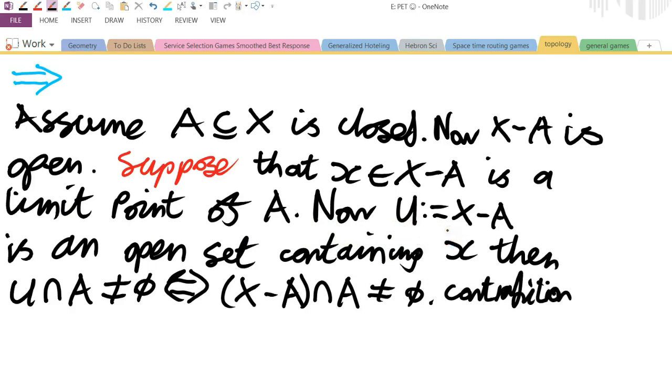So just to recap, once we assumed that there was a limit point of A which is outside of A, we got a contradiction. So it must be the case that this closure of A contains all its own limit points. So that proves the argument in this direction.